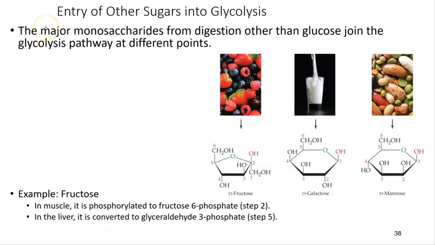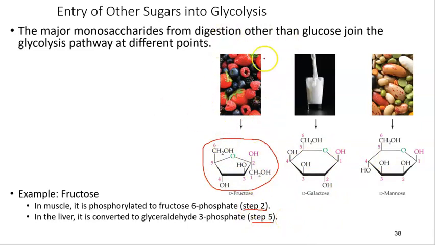I would like to point out that there are other entry points for different sugars into glycolysis. For example, fructose here. There are multiple places that can enter. In the muscle, it's phosphorylated into fructose 6-phosphate, and it goes directly into step 2. In the liver, it's converted into glyceraldehyde 3-phosphate, which is part of step 5. So that's where it's broken down already. So it just depends on where it's coming in. But for all of these different sugars, fructose, galactose, mannose, we have enzymes that convert them into either fructose or glucose so that they can enter in different regions in the pathway.